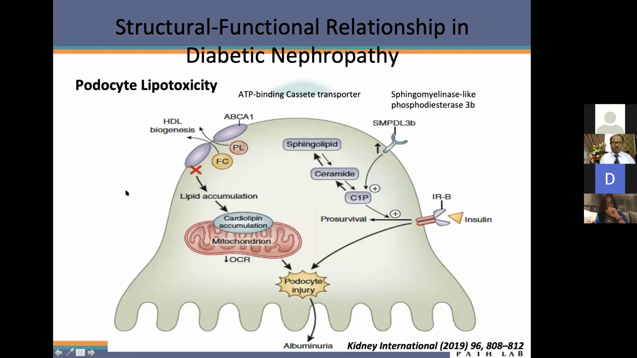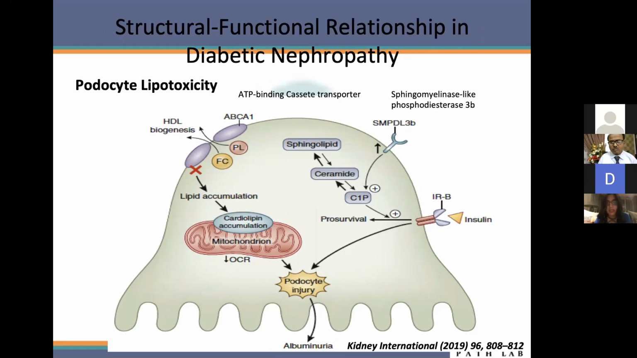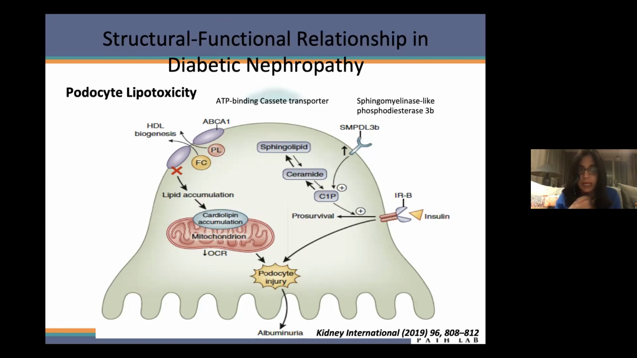What happens to the podocytes? This is a very recent article. Why do you get this podocytopathy, or why do you get podocyte injury with podocytopenia? Because you get some form of lipotoxicity of the podocytes. It's related to the metabolism of the lipids through sphingomyelinase-like phosphodiesterase receptors or ATP binding transporters.